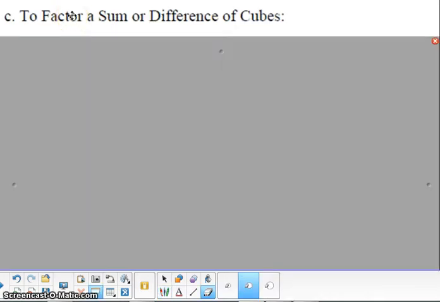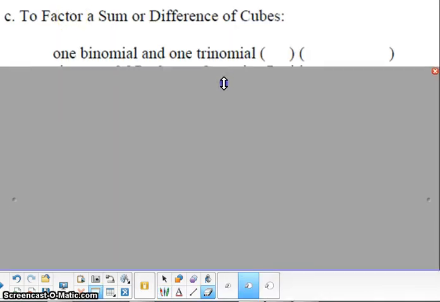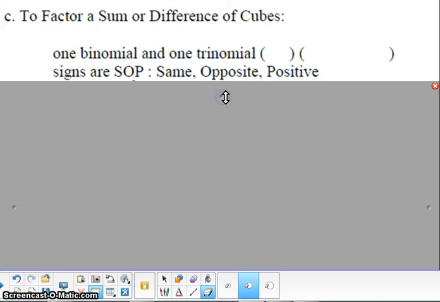Also, two terms is going to be sum or difference of cubes. And the format you're going to see, you'll have one binomial and one trinomial for your answer every time. And then also, the signs are going to be SOAP.